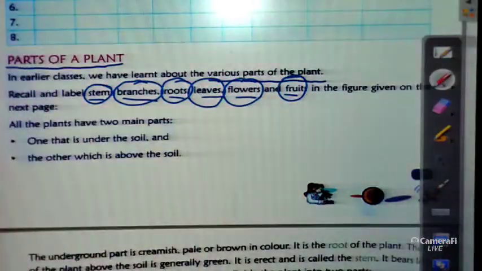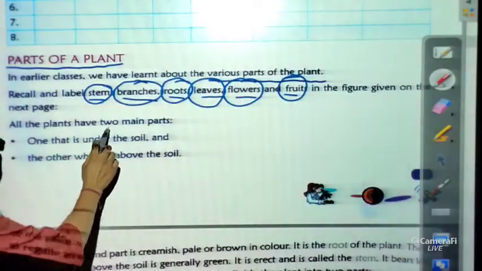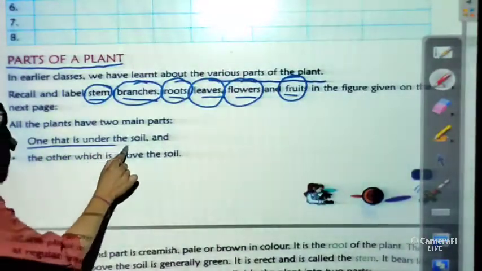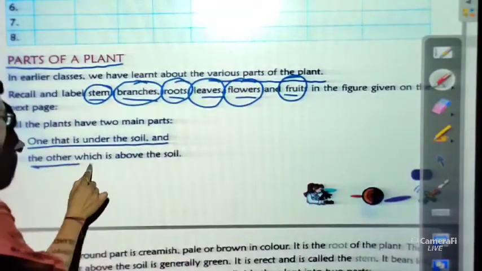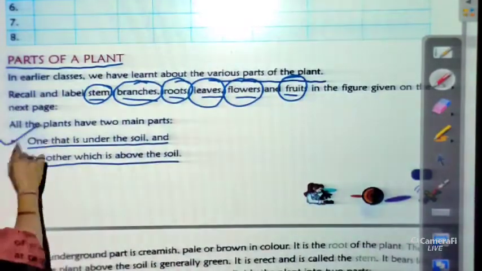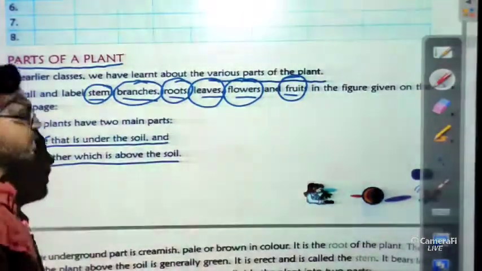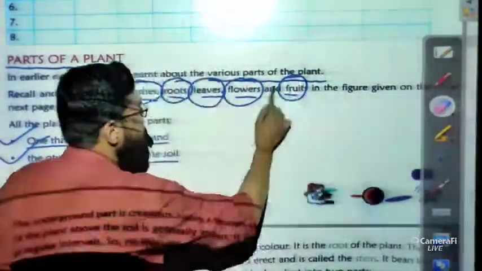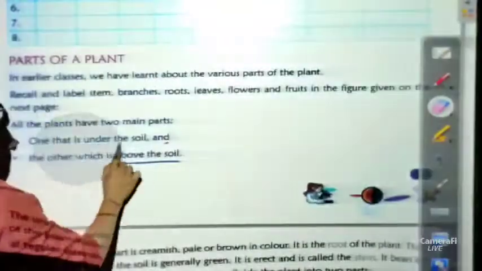Basically all plants have two main parts. What are the two main parts? One that is under the soil and one that is above the soil. These two parts are very important: one is under the soil and one is above the soil. So let us discuss these two parts one by one.